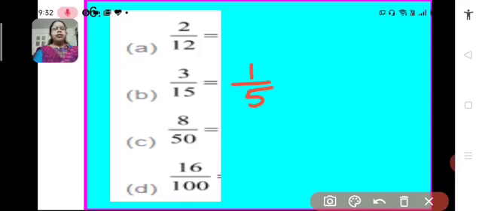Similarly, the HCF of 8 and 50 will be 2. So, what do we get? We get 4 upon 25.